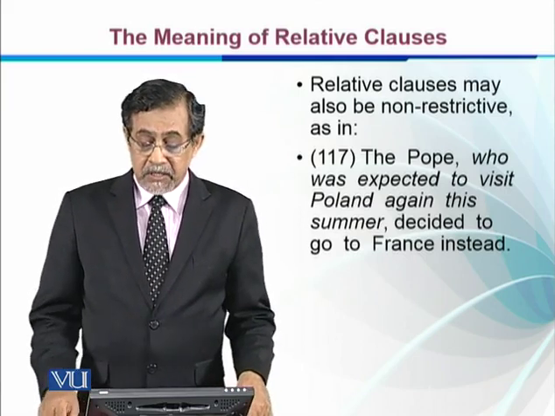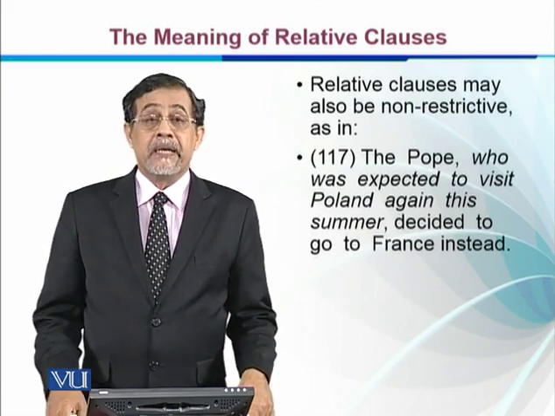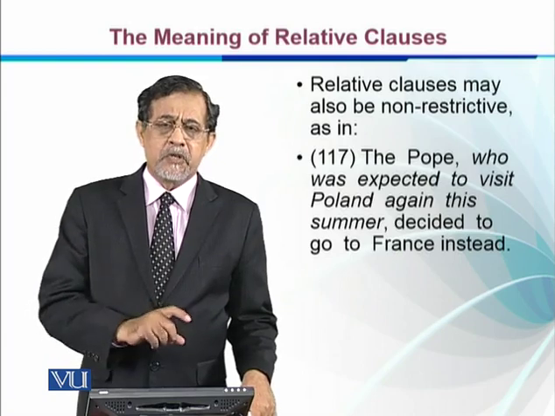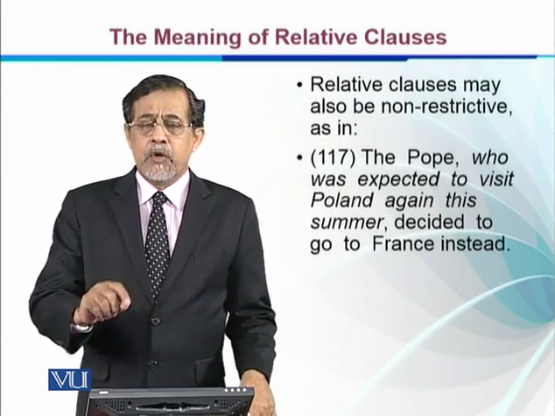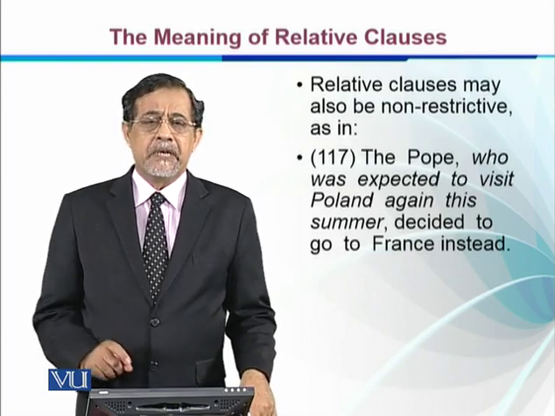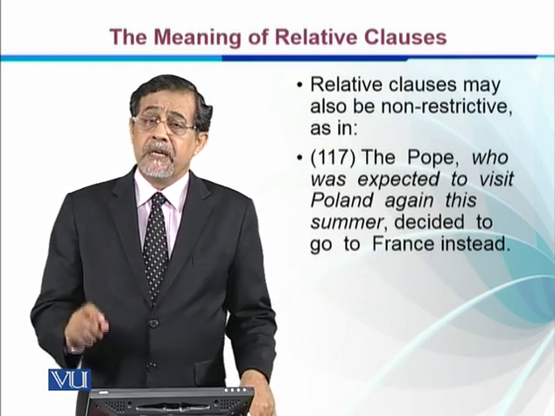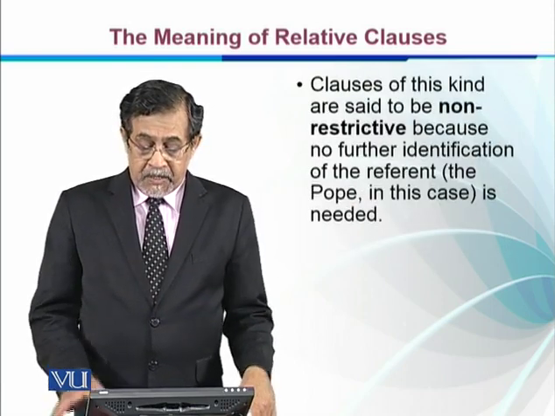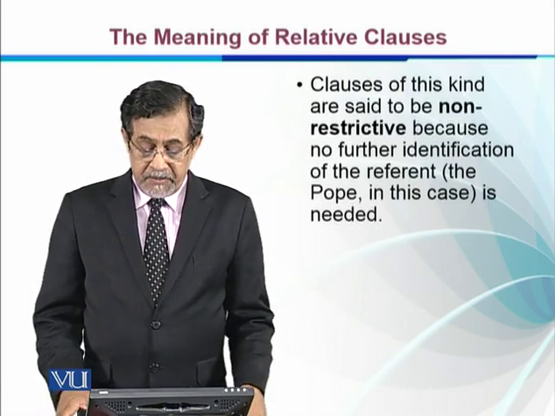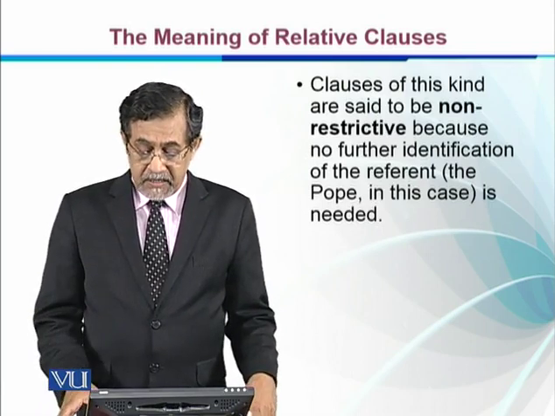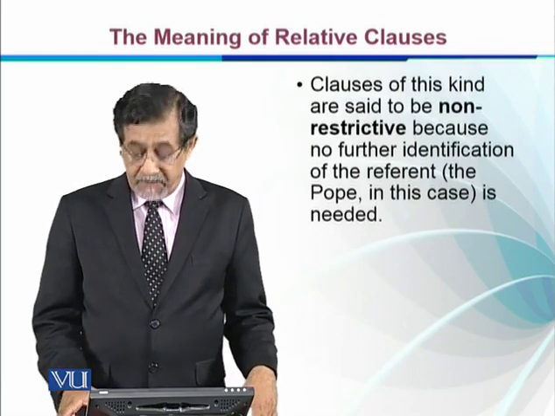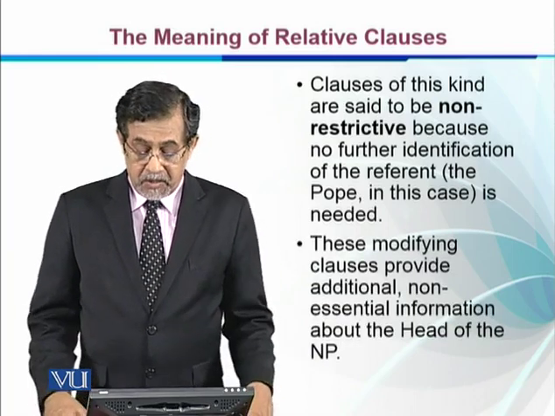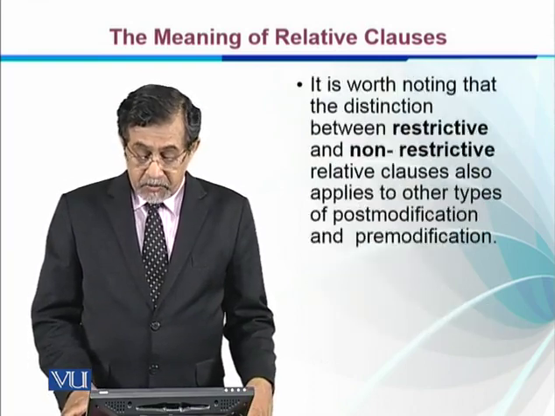If you look at this, "who was expected to visit Poland again this summer" is a relative clause, and it is separated from its referent by a comma. A non-restrictive clause is always separated from its referent with a pair of commas. For clauses of this kind, non-restrictive, there is no further identification, right? These modifying clauses provide additional or non-essential information about the head.